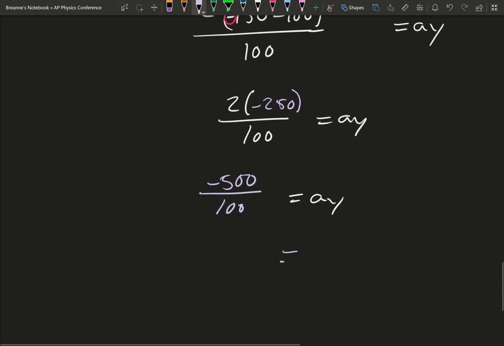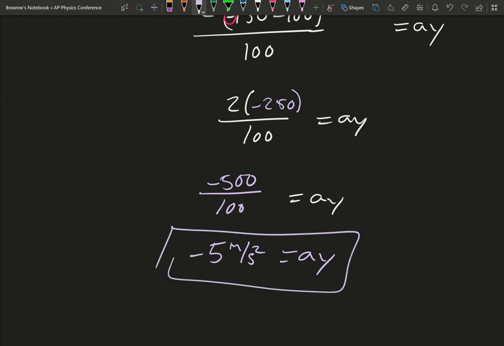There we go. That looks a whole lot better. So your acceleration is -5 meters per second squared. Remember, the negative is just telling you it's going down. So there you go.